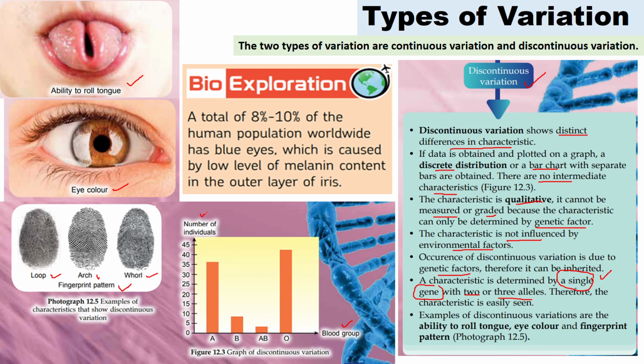A total of 8% to 10% of the human population worldwide has blue eyes, which is caused by a low level of melanin content in the outer layer of the iris. So melanin is the pigment that gives the eye dark color or black color. But because of this low level of melanin content, the eyes appear to be blue.